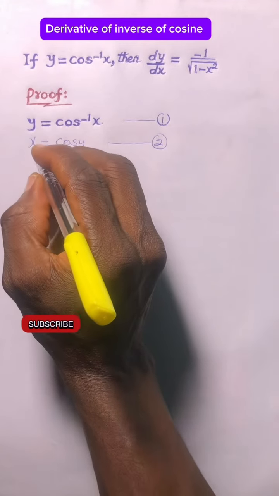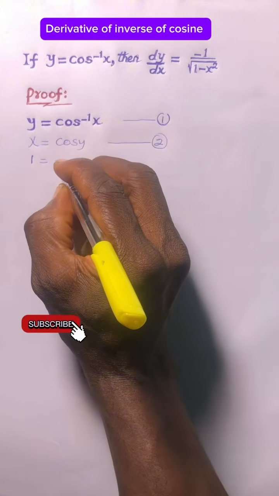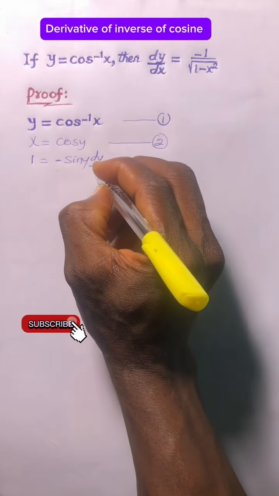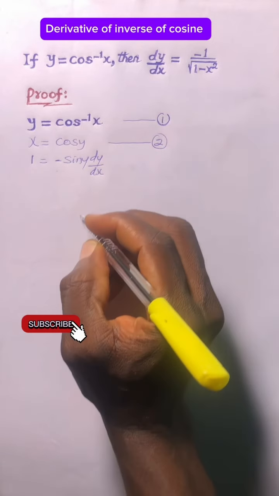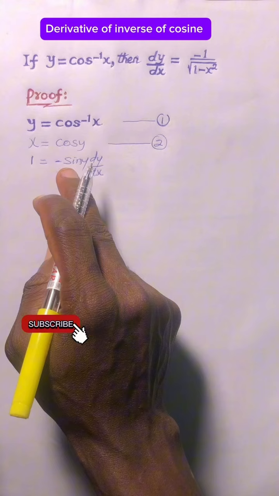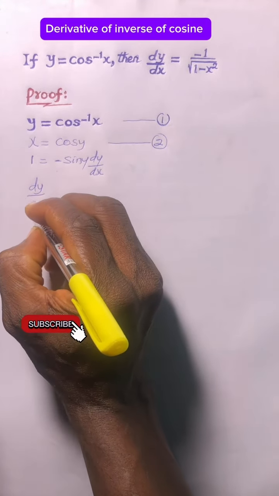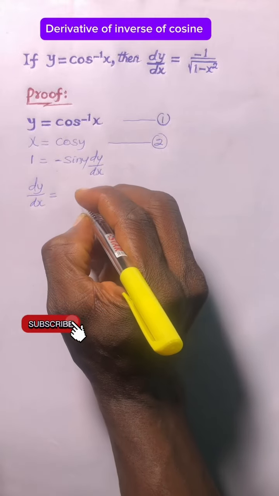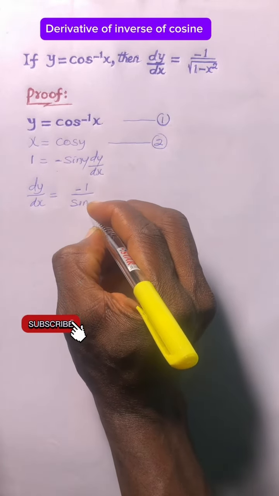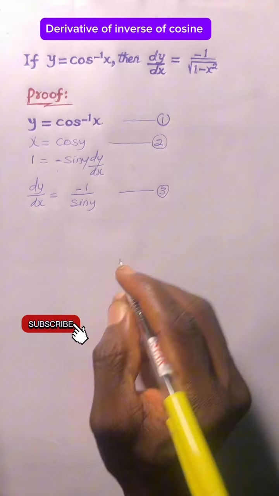By doing that, we differentiate x to have 1, and then we differentiate cos y to have minus sine y dy/dx. Now we're going to make dy/dx the subject, and then we divide both sides by minus sine y, so that we'll have dy/dx equal to minus 1 all over sine y, and this becomes equation 3.